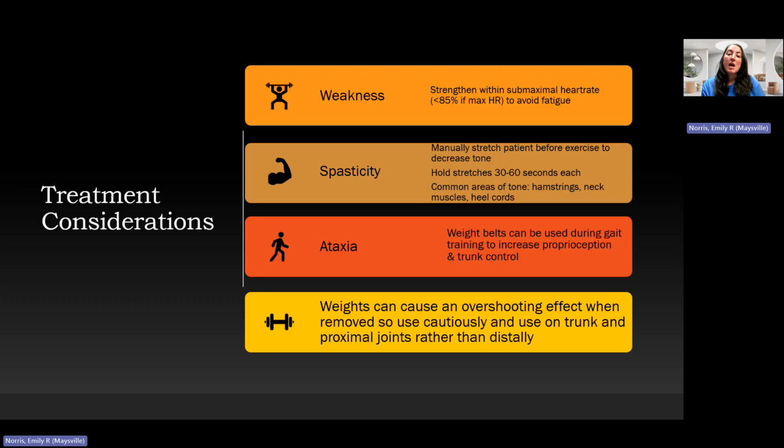Manual stretching before the exercise to prepare the patient is good, holding those stretches 30 to 60 seconds. Some of the areas that typically are tight and need to be stretched are the hamstrings, the neck muscles, the heel cord, also known as the Achilles tendon.